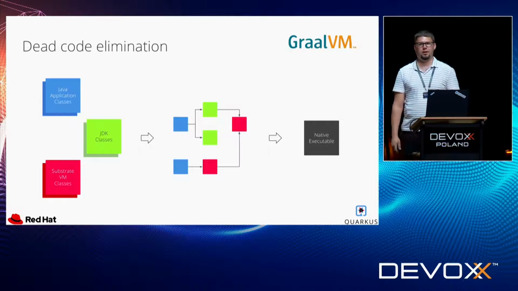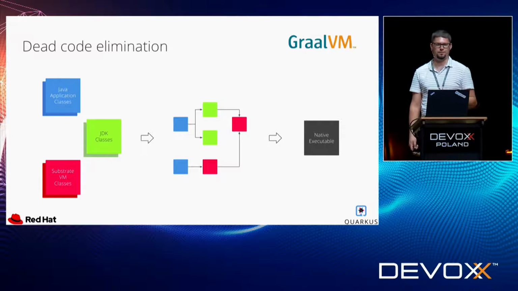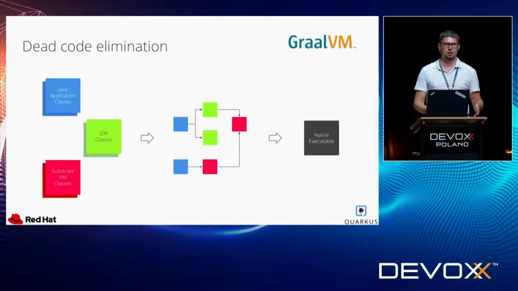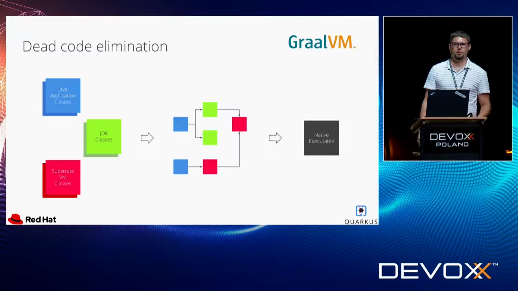And I heard the lead of Hibernate saying that, for example, for Hibernate, if you don't use Oracle, then you don't need a couple hundred classes from the Hibernate library, and they can be removed during compilation. So this is the gain. The biggest part of the gain comes to memory usage.